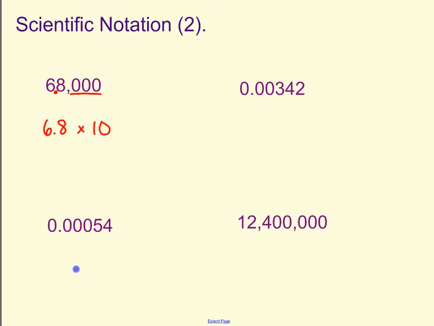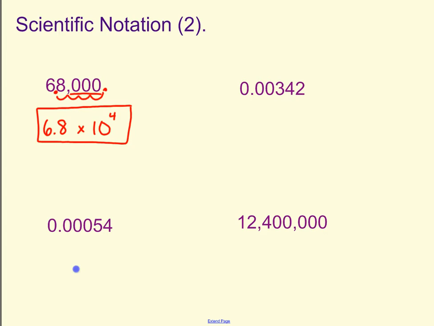So here's what we want to remember. Big numbers get positive exponents, small numbers get negative exponents. 68,000 is a big number, so it's going to be a positive exponent, and then we just count. 1, 2, 3, 4. That's how many spaces between the old decimal and the new decimal, so this is going to be a positive 4.